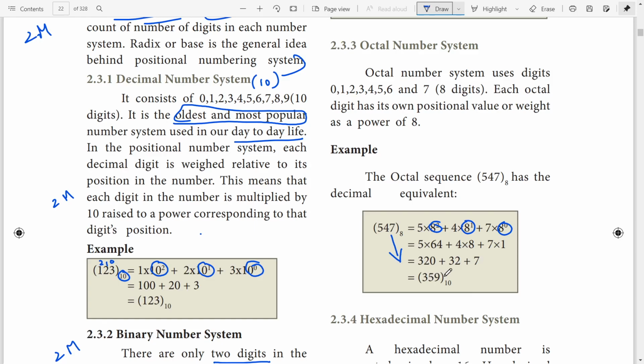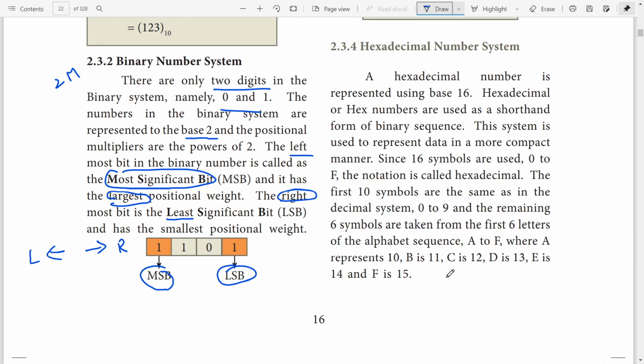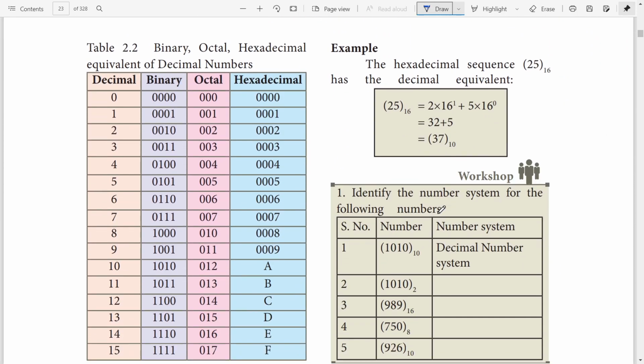Next, hexadecimal to decimal conversion. Hexadecimal is represented by base 16. It has values from 0 to 15, that is 0 to F. 0 to 9 can be represented as it is, but after 9 come A, B, C, D, E, F. The value of A is 10, B 11, C 12, D 13, E 14, and F 15. So in this way, the hexadecimal values are represented.